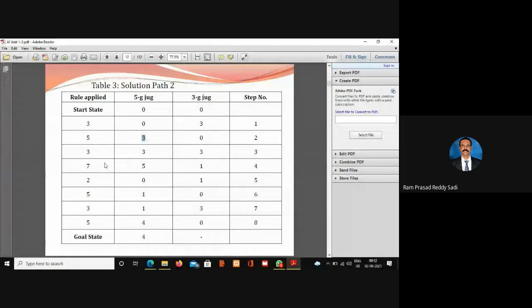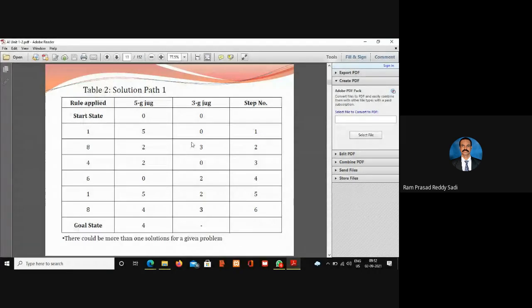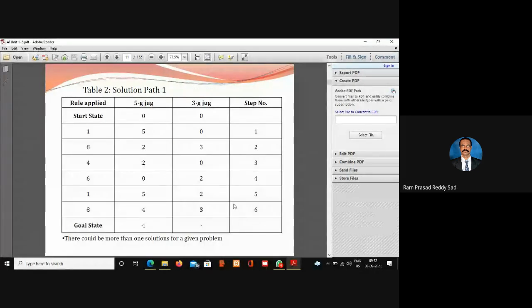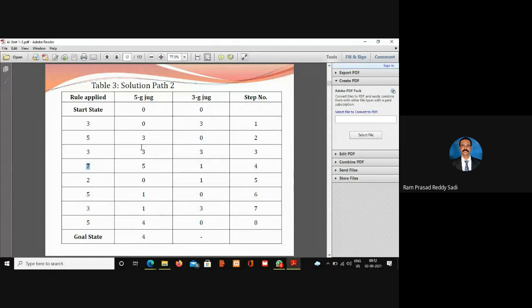Now again, apply rule number 3. That means fill the 3 gallon jug. So now both the jugs will have 3 gallons. Now apply rule number 7. What does rule number 7 tell you? It tells you to pour water from the 3 gallon jug into the 5 gallon jug. So again you are pouring water. Now this becomes 5 and this will have 1.